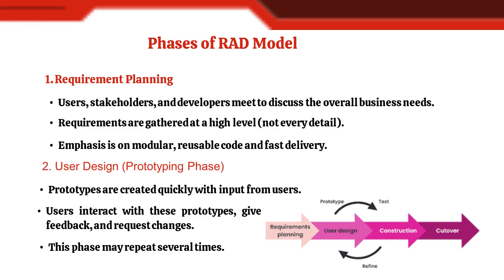Next is the user design phase, also known as the prototyping phase. Here, prototypes are built quickly and shared with users. They interact with the system, provide feedback and request changes. This cycle may repeat multiple times until the design is approved.